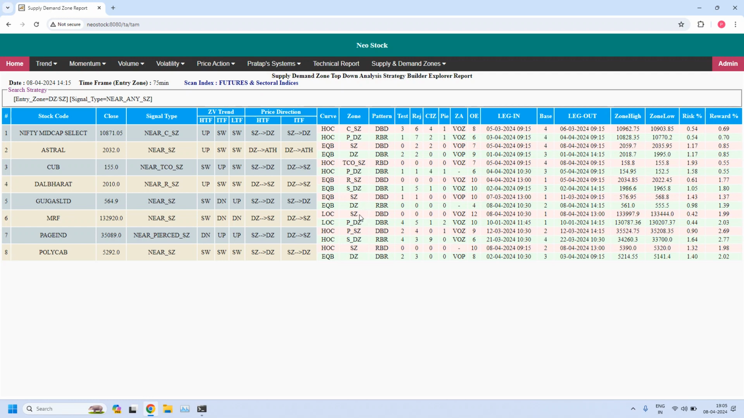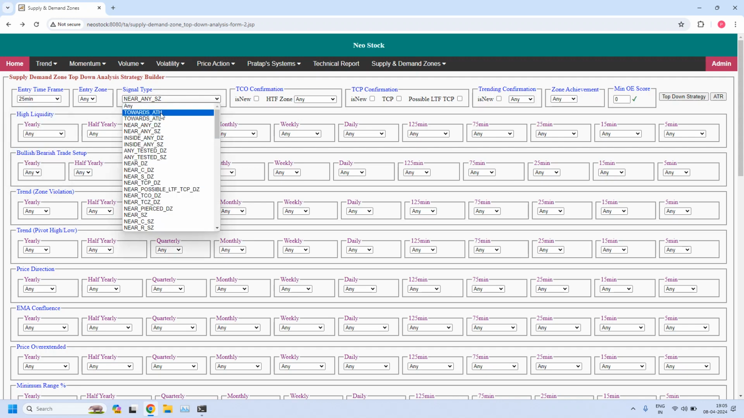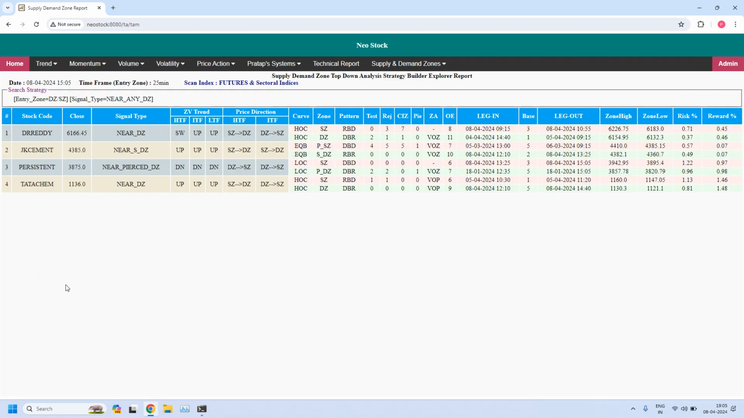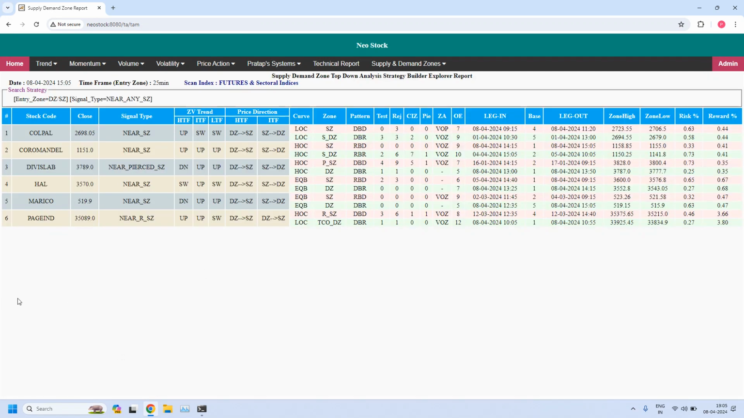Any other high liquidity supply zones? No. That means we identified only one high liquidity 75 minute supply zone from this list. Okay, let's go back. Changing the time frame to 25 minutes time frame, and let us find the stocks near 25 minutes demand zone. These 4 stocks are filtered. So let me go back. For 25 minutes time frame, let us find the stocks near 25 minutes supply zone. These 6 stocks are filtered.